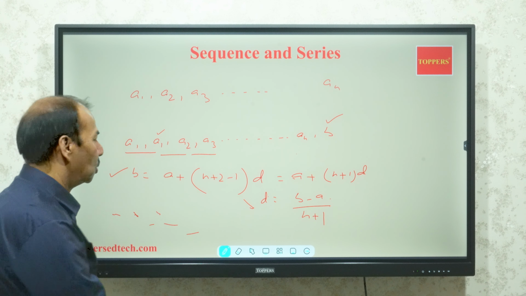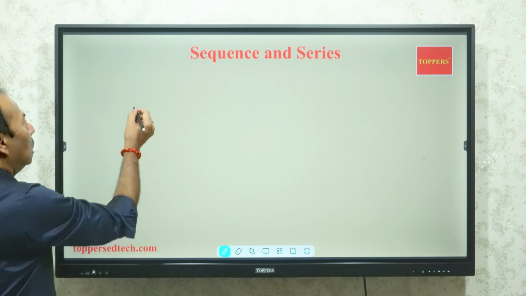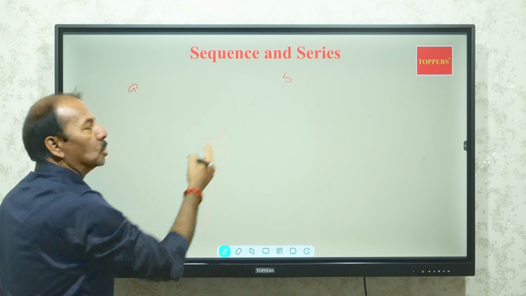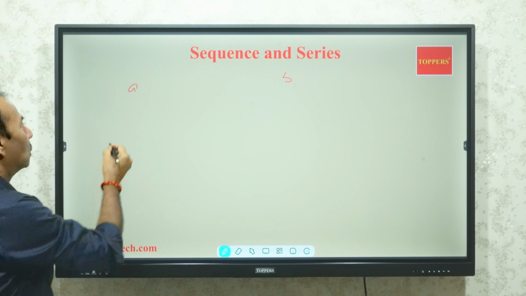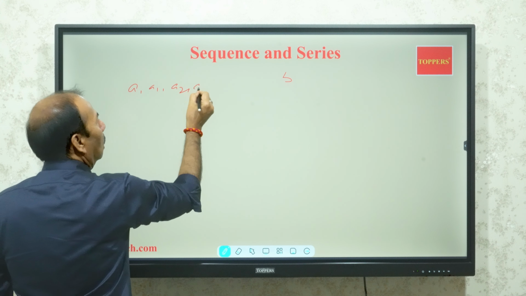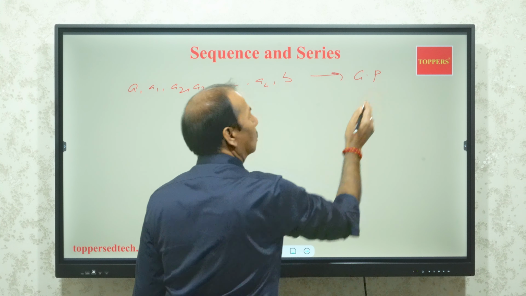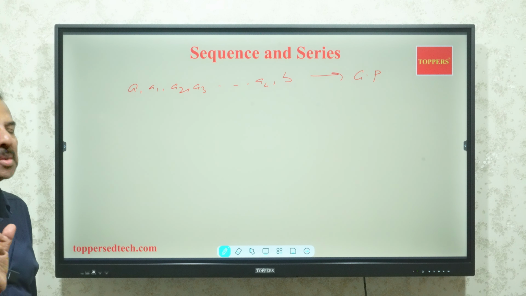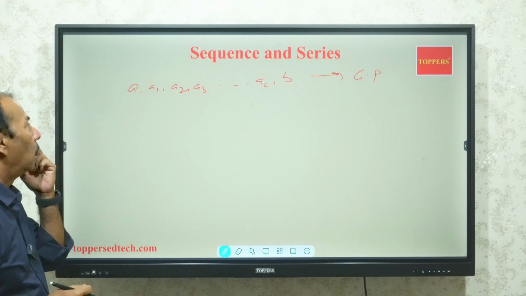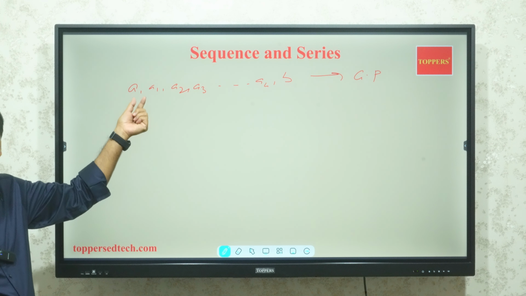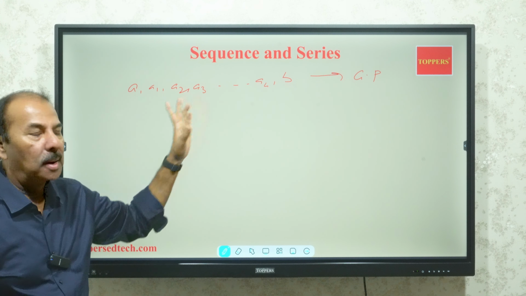Similarly, we can consider geometric progression. Now here again, consider two terms A and B. Between these two terms, if you introduce n number of terms, suppose A1, A2, A3, up to An, such that now the sequence is in geometric progression, then A1 upon A is equal to R, the common ratio R. A2 upon A1 is R, A3 upon A2 is R, and so on.